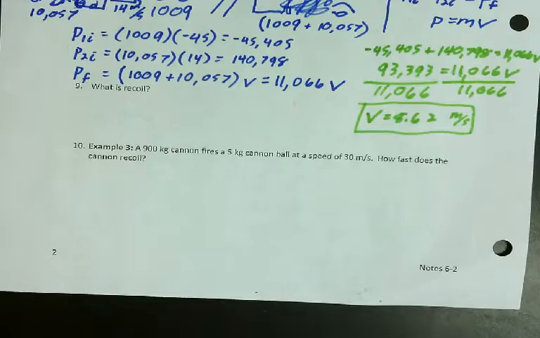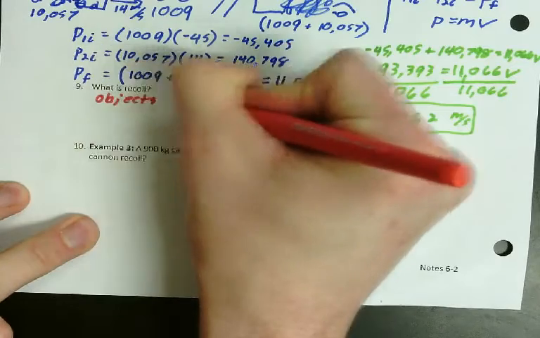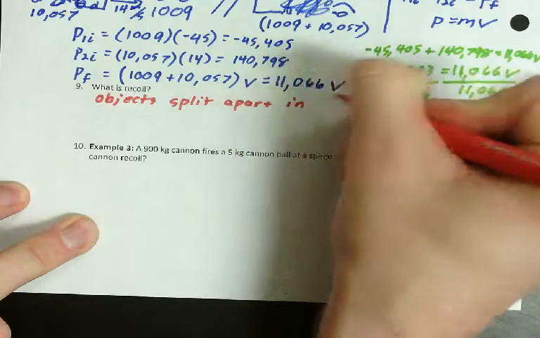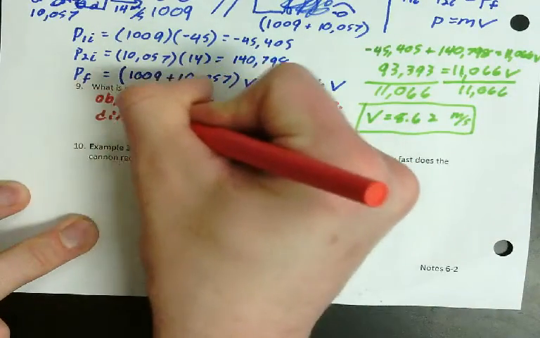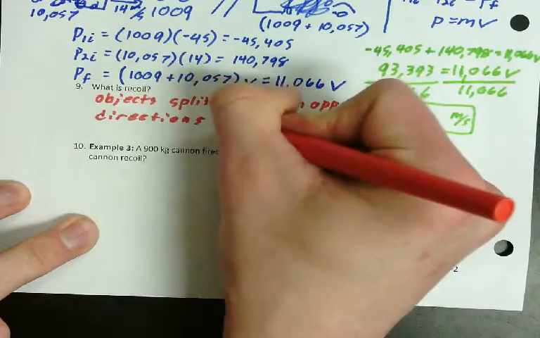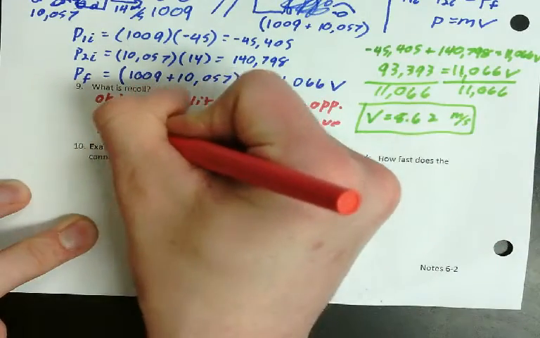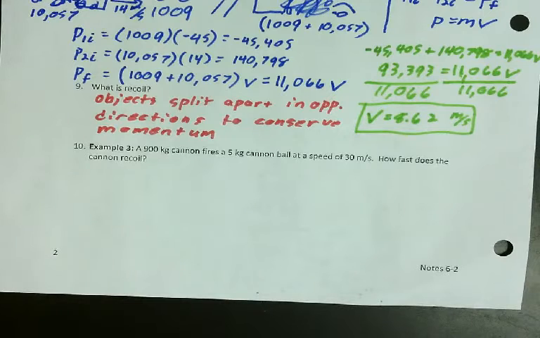So recoil is when objects split apart in opposite directions to conserve momentum. So the collision is going to be when they split apart.